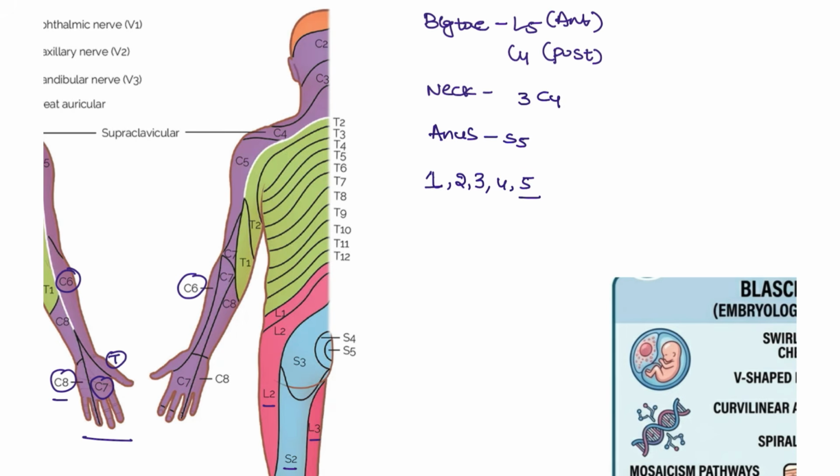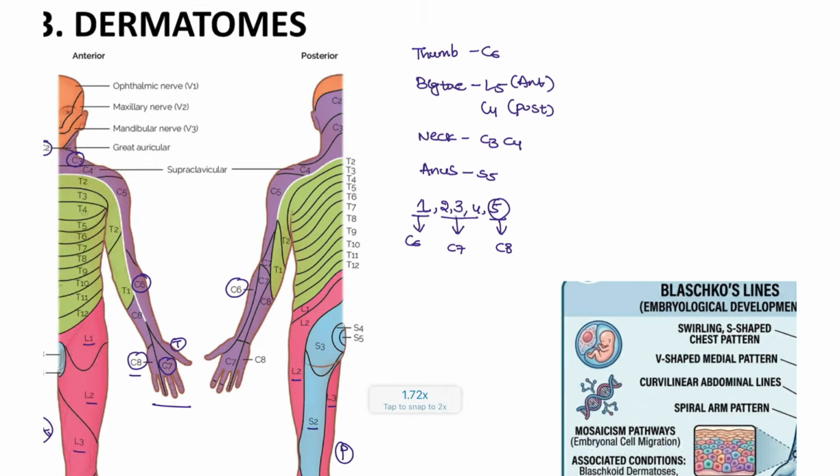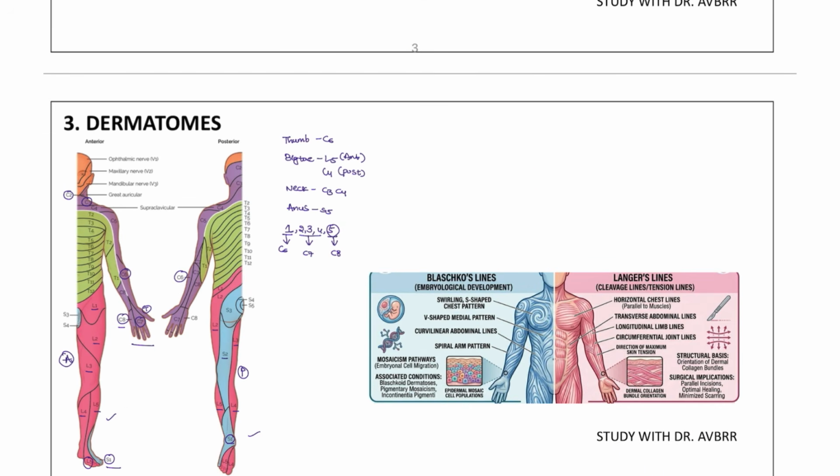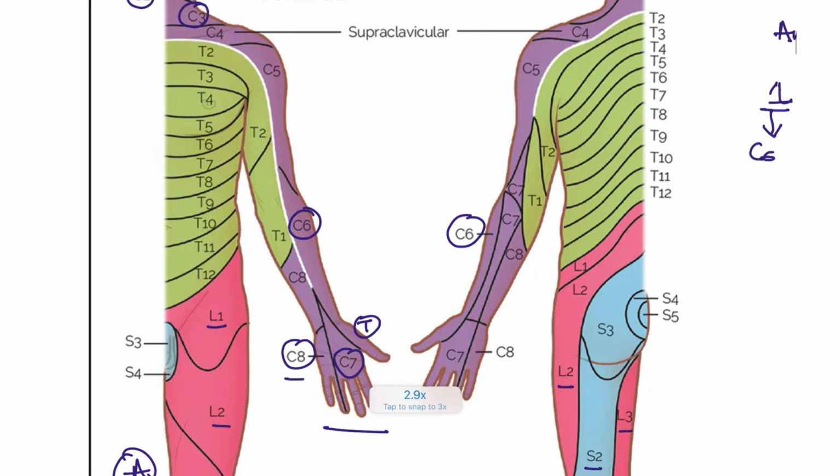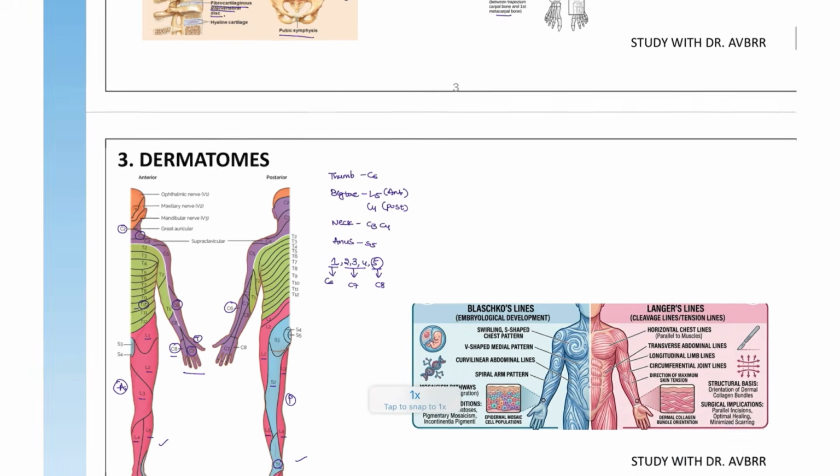The fifth finger is supplied by C8, and these three fingers are supplied by C7. The first finger, this is the thumb, will be supplied by C6. Okay, so these questions can be expected in the examination. Next, coming to the umbilicus, the umbilicus will be at T10.